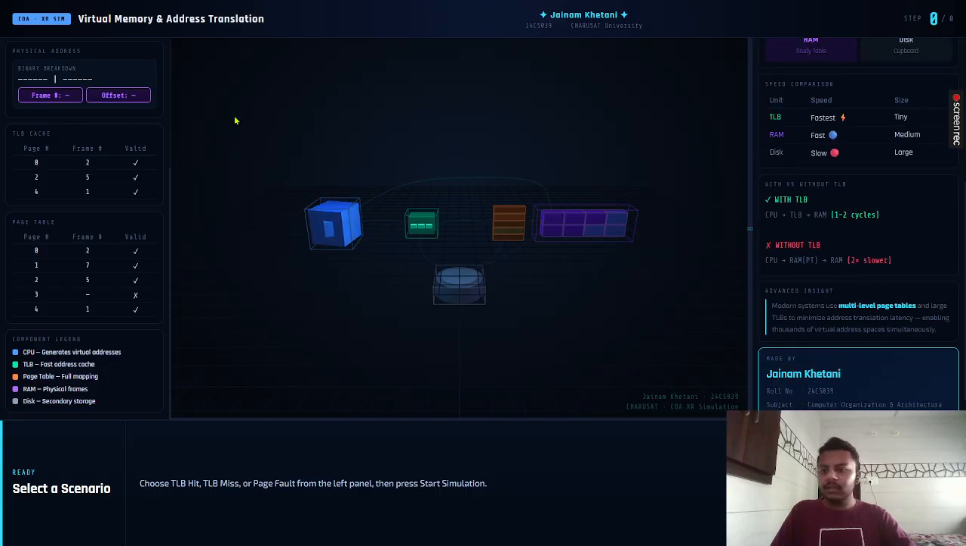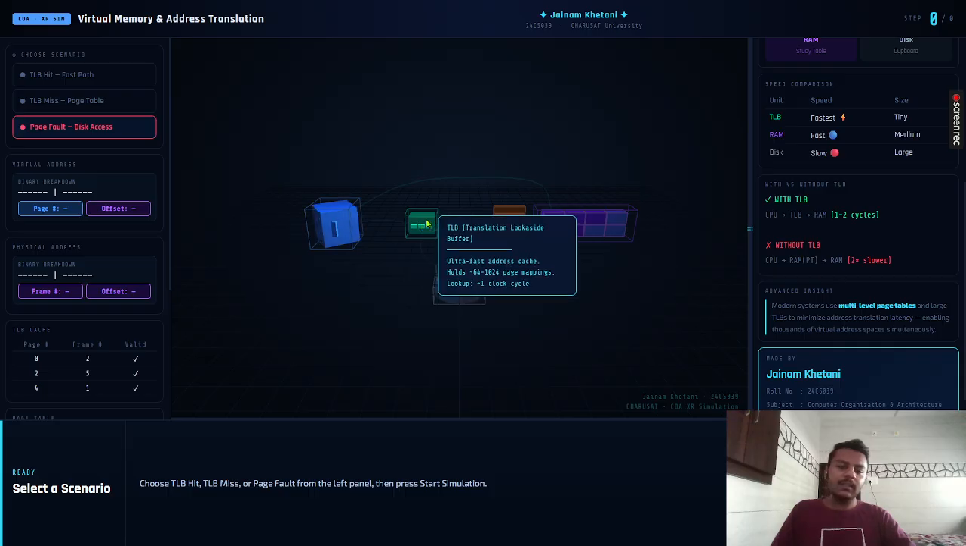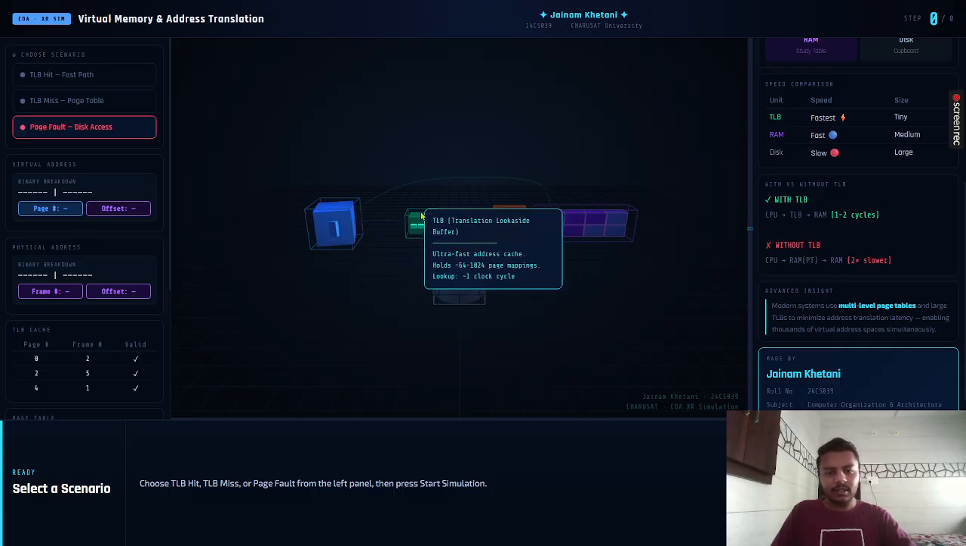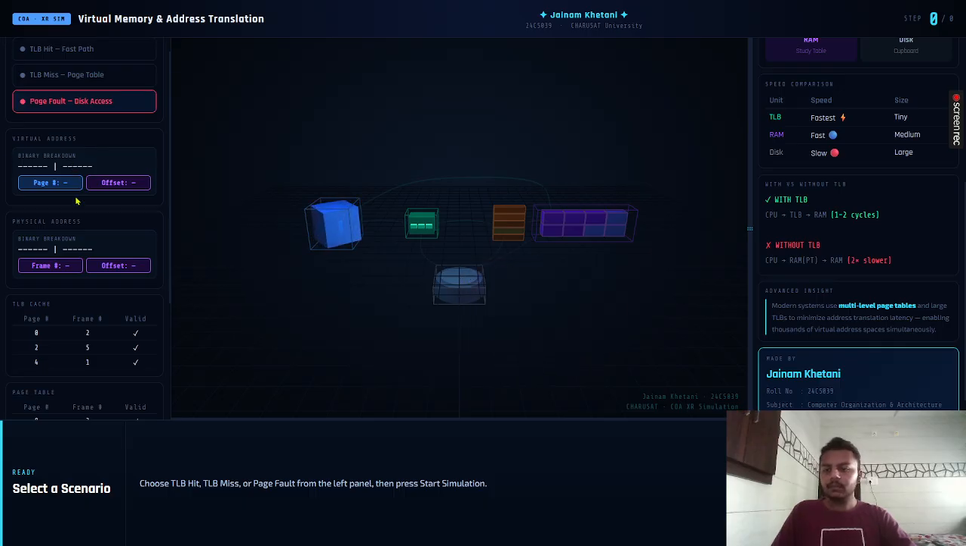So we have three cases in our scenario. The first case is the TLB hit case. In this case, the address is directly found in the TLB and is accessed directly through the RAM. In the second case, the entry is not found in the TLB, so we have to go to the page table. This case is known as the TLB miss case. And then the last case, which is very bad for a system, is known as page fault. When a page fault occurs, it means the mapping is not found in the TLB, it is not found in the page table, and at last we have to go to disk to access it.